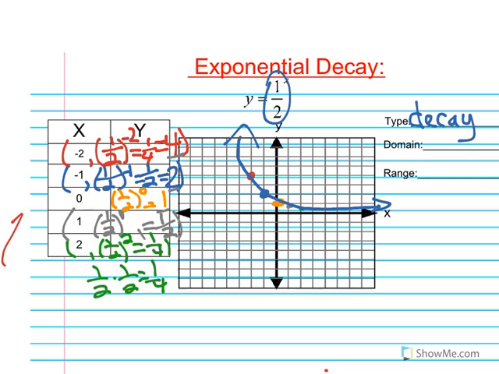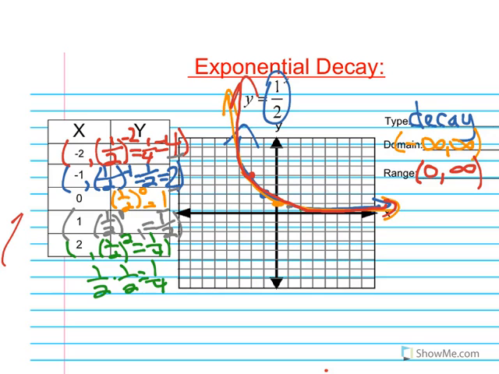Now, domain, from left to right, this graph goes forever to the left, it goes forever to the right. So that is negative infinity to positive infinity. And then our final one is our range. How low does it go and how high does it go? Well, as far as how low it goes, it's coming as low as y equals 0, but it never quite hits 0, so it would be parentheses instead of a bracket. How high does it go? Well, it goes forever, which is a positive infinity because it's going up.